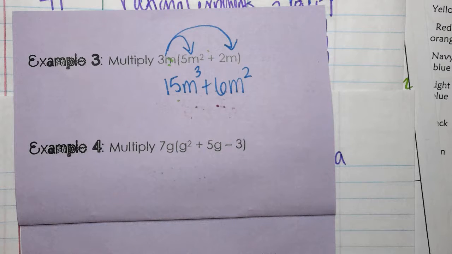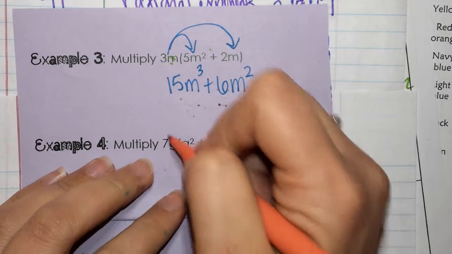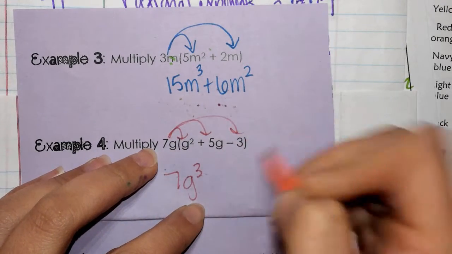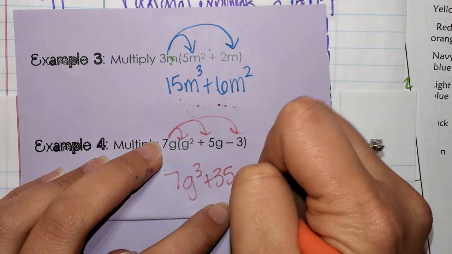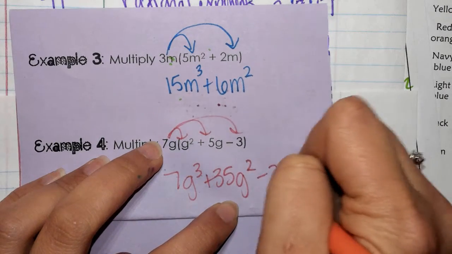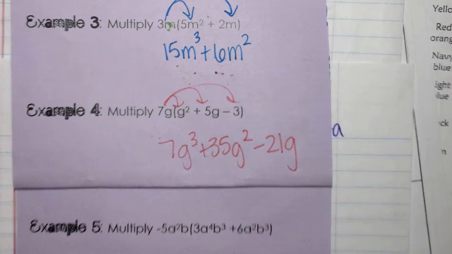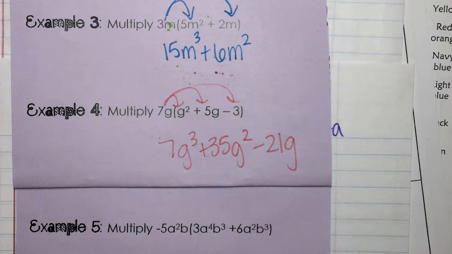Okay, John, you wanted to tell me the answer. Tell me. I'll take a point. 7g cubed plus 35g squared minus 21g. Fantastic. Whose entire group got it right? If your whole group got it right, give your team a point. Right. And you can go over today because it's Monday.